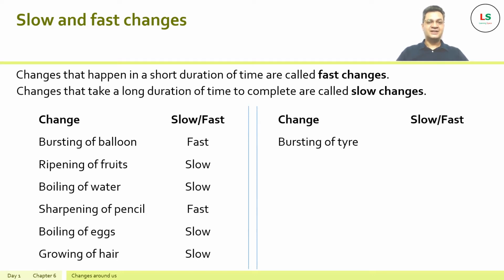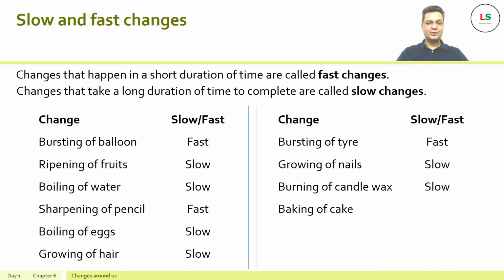We have a few more. Bursting of tire, it's really a fast one. Growing of nails is slow. Burning of candle wax is slow. Baking of cake, slow. Shredding of paper is fast. And lastly, curdling of milk. It begins as soon as we add vinegar or lemon, so it is fast.